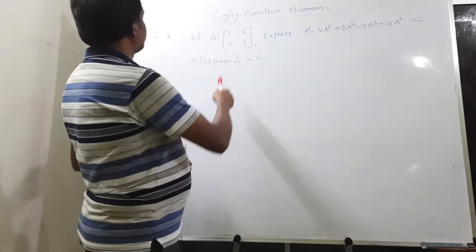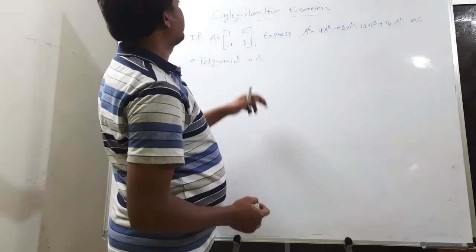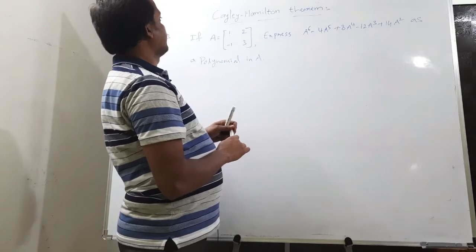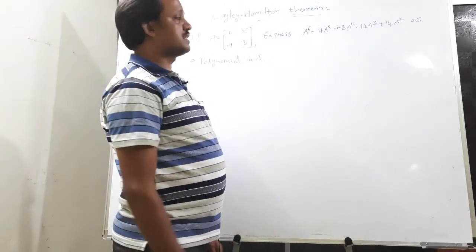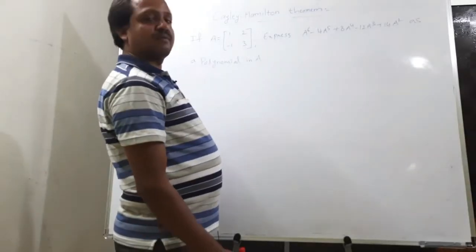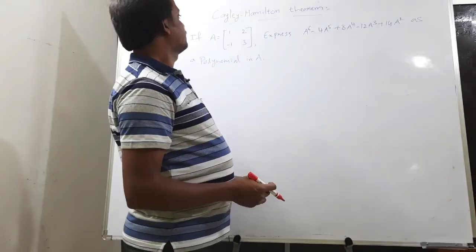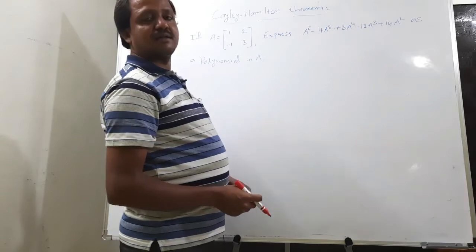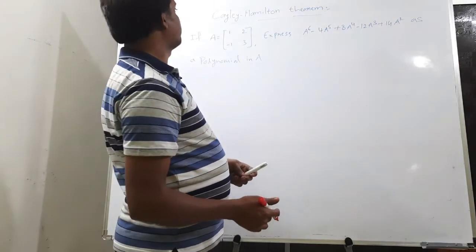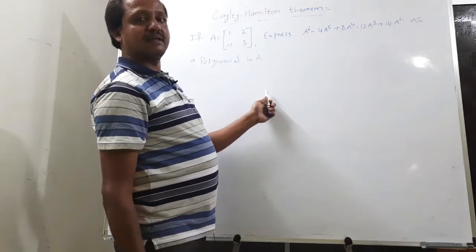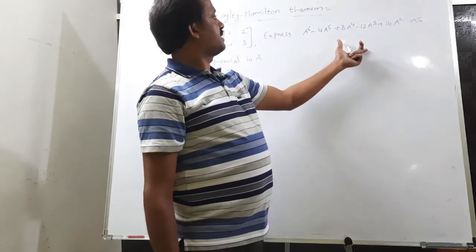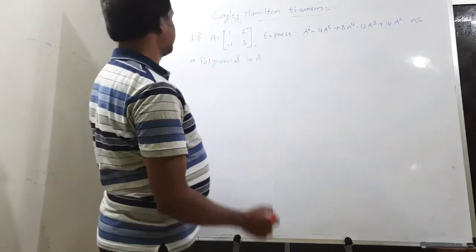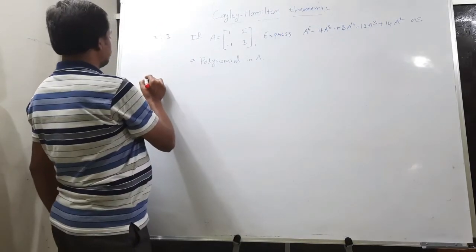So here, example 3: if A is a given 2 cross 2 matrix, express this quantity as a polynomial in A. Here the Cayley-Hamilton theorem is not mentioned, but still this type of question comes in examinations. So you need to verify yourself that this is from the Cayley-Hamilton theorem. Using the Cayley-Hamilton theorem, such quantities you can easily reduce into a smaller quantity. So, proof solution.